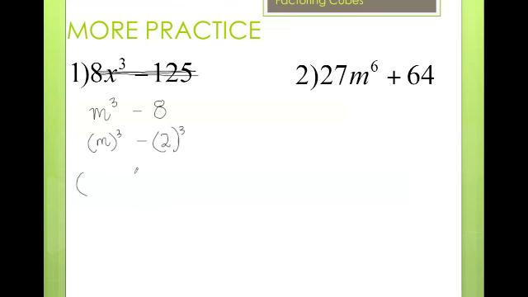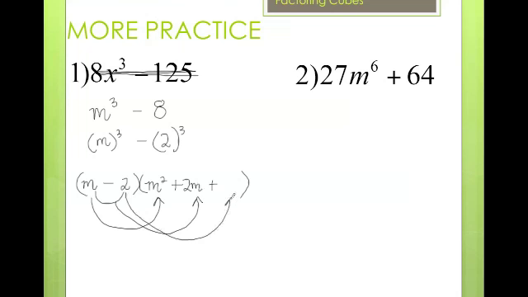So I'm going to set my parentheses, my binomial times my trinomial, because I've recognized what pattern it is. Set my signs, same, opposite, always plus. Using my cube roots, I get my binomial set. Then to get the first one, I square, so it will be m squared. To get the second one, I multiply, so that will be 2m. And to get the last one, I square.